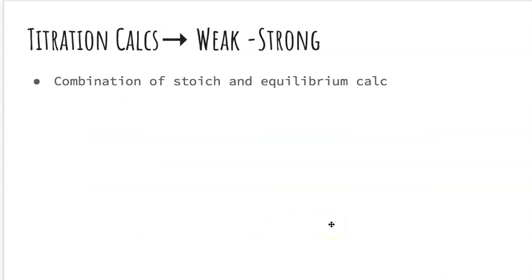Okay, now that we've done the easier one, we're going to do the very slightly more challenging one. It's just got a couple extra steps. They're all things that you can handle, though. All we're going to do is that same stoichiometry that we did before, and then we're going to tag an equilibrium calculation onto the end of it because we have a weak acid or a weak base.